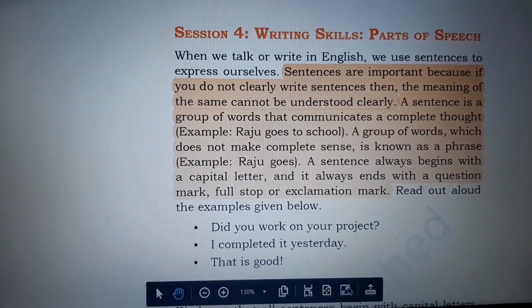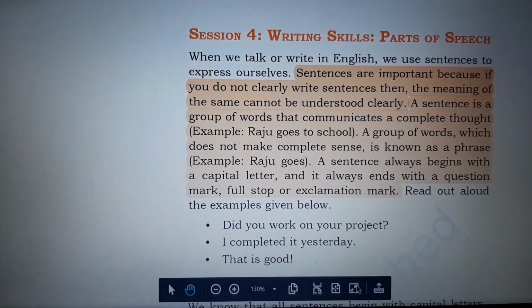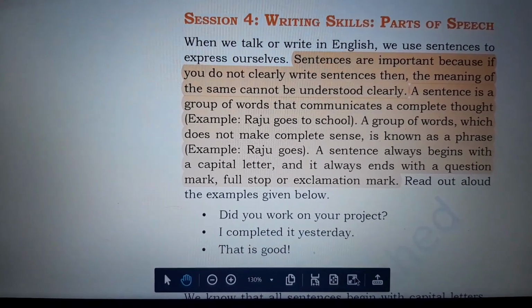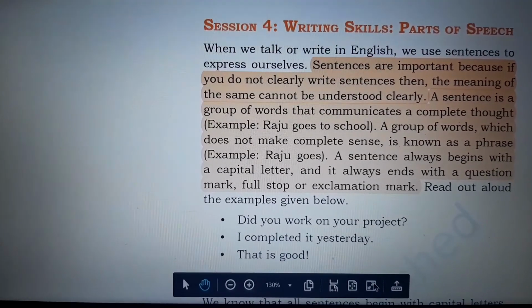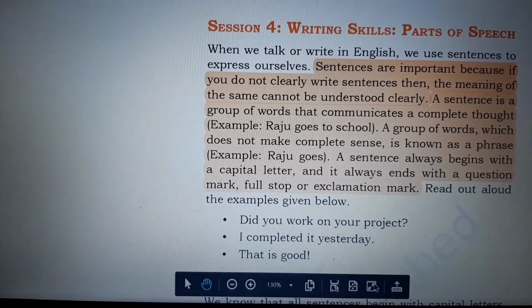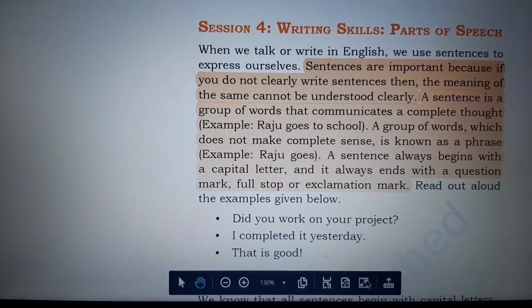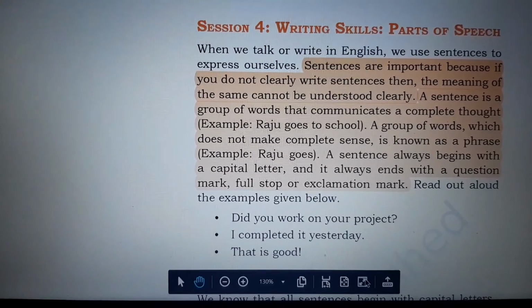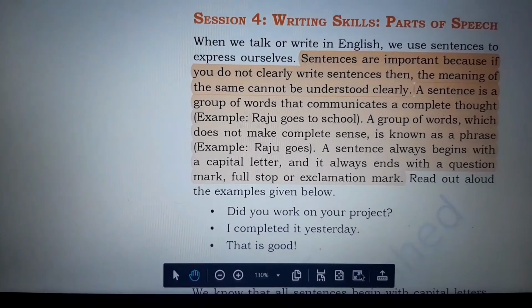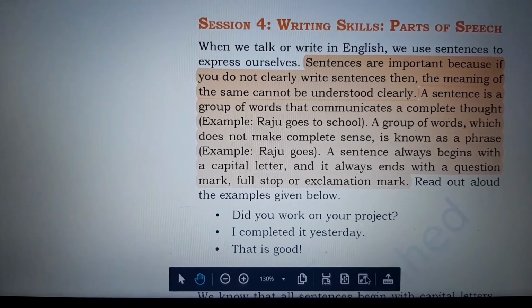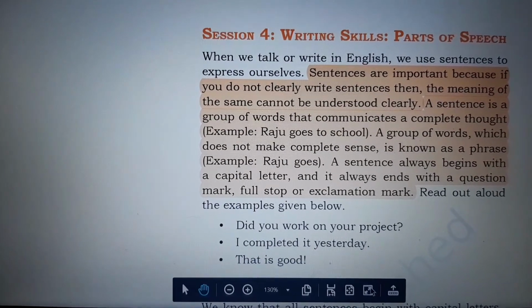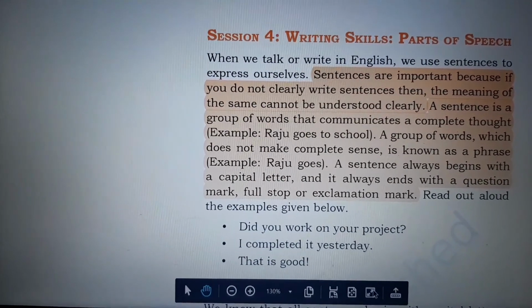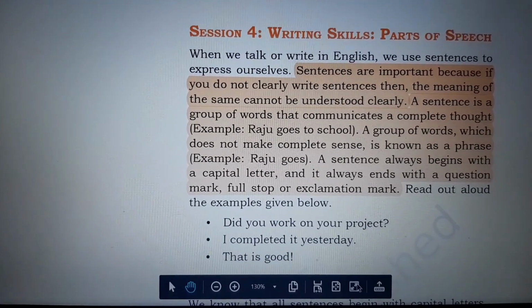Before starting, let us recapitulate. We have studied what communication is, the importance of communication, various barriers in communication, and effective communication, like the 7 C's: clear, concise, concrete, correct, coherent, complete, courteous. And then we have gone through verbal, non-verbal, and visual communication.